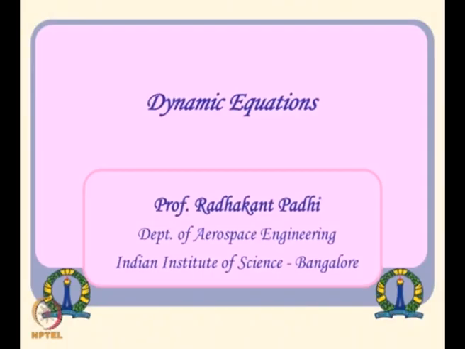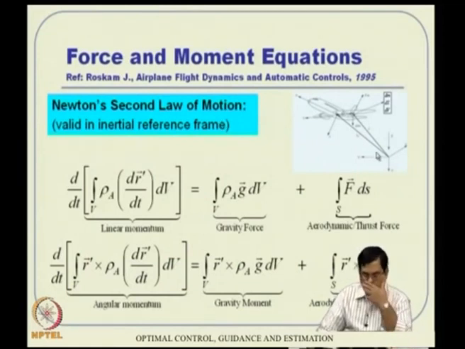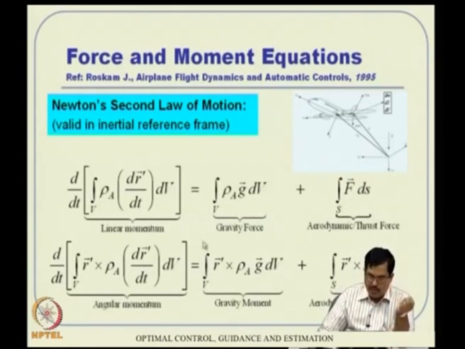Now, we will derive the dynamic equations, and the kinematic equations we will derive next class. Dynamic equations are a little more complex; kinematic equations are not that complex to visualize. Dynamic equations are the equations which directly use Newton's second law of motion. If you consider this airplane again and want to apply Newton's second law, there are two ways to apply it: one is the linear momentum and another is the angular momentum.